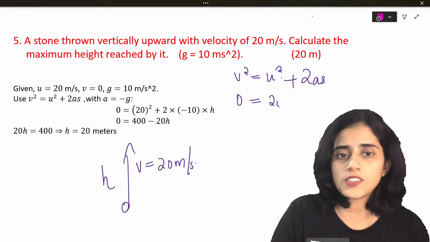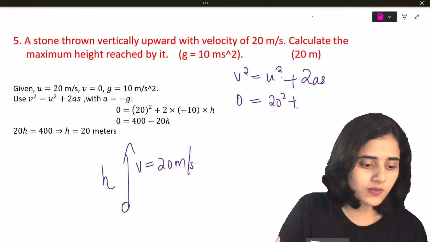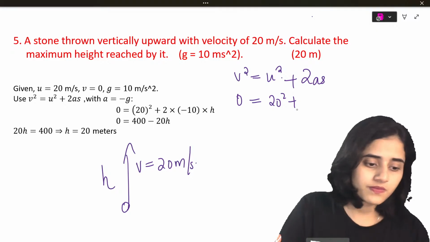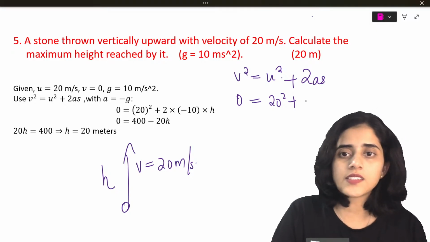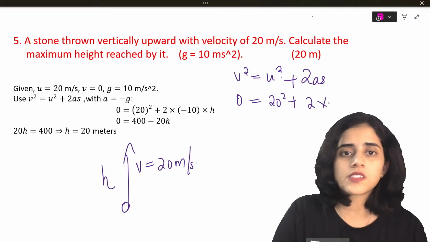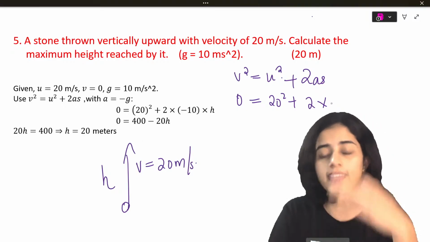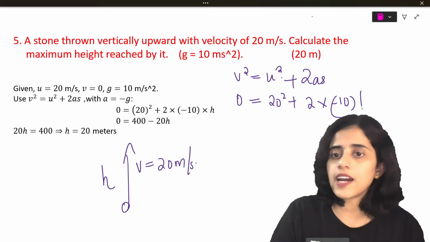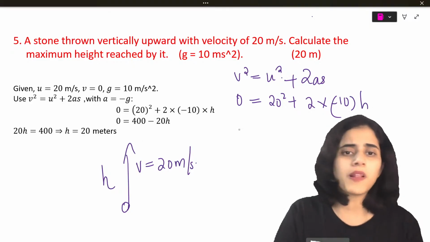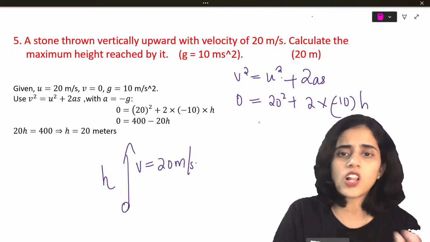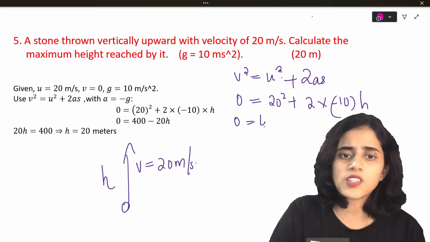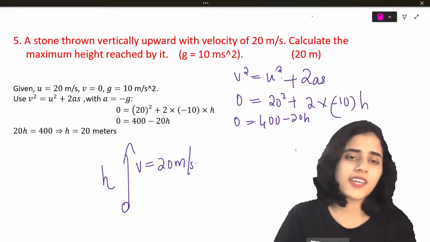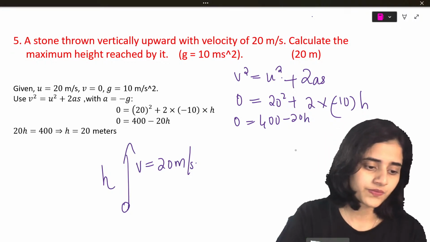So 0 is equal to 20 square plus 2 times, it's going against gravity, so I should take minus 10, times height, which I don't know. Now, simple math, you will get 0 is equal to 400 minus 20h. So when you solve it, you will get h as 20.